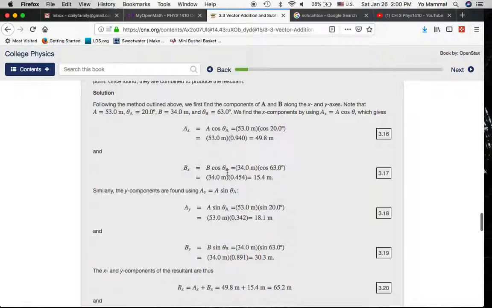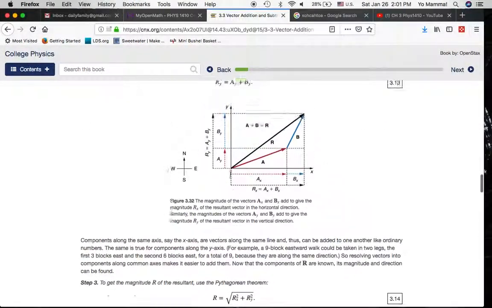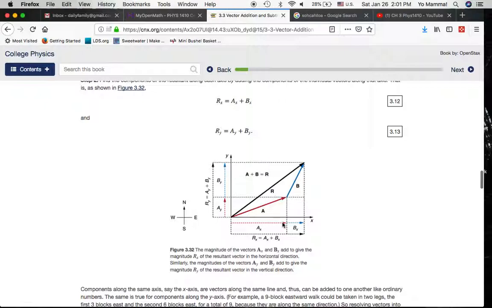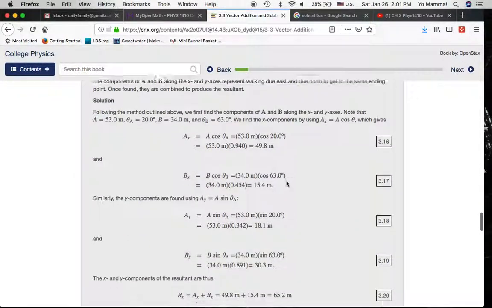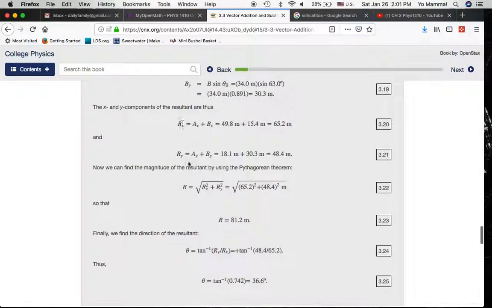So here are the two x components, the x component of A and the x component of B. That is right here. Add them together to get the total x component of R, right? They do the same thing in y. Calculate the y component of A using the sine this time, and the y component of B using the sine this time. And then you have Rx and Ry by adding them together, Ax plus Bx, Ay plus By. And that will tell you the length of the R components in x and y.